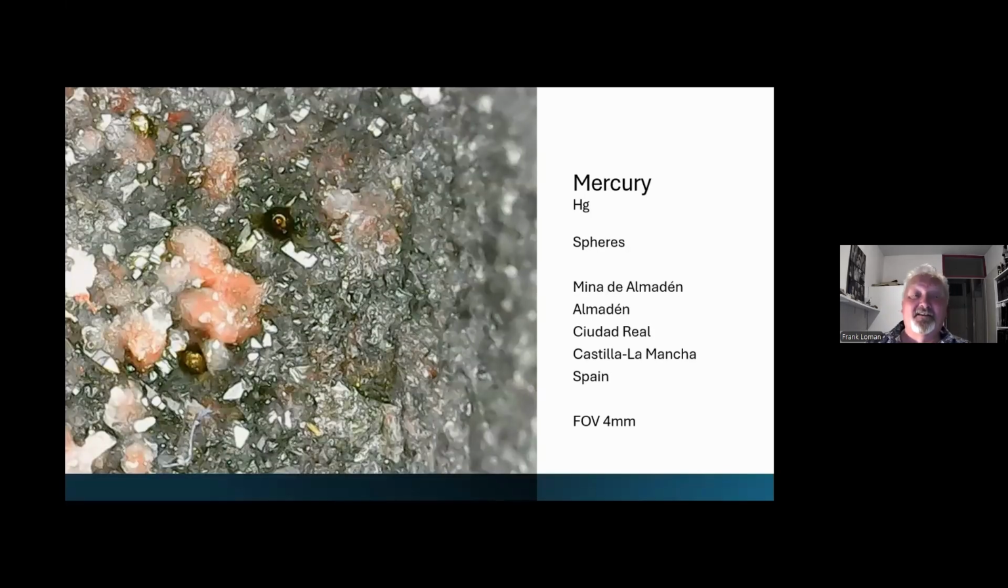Yeah, mercury. In normal temperatures, mercury is fluid, and fluid tends, due to its tension on the outside, to form spheres. These are very tiny spheres on a piece from the Almaden mine in Spain.